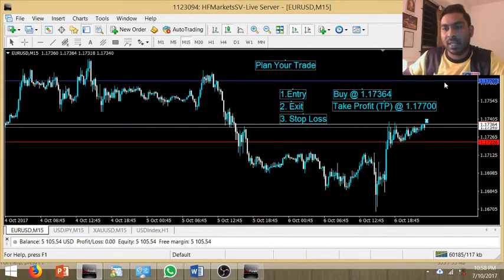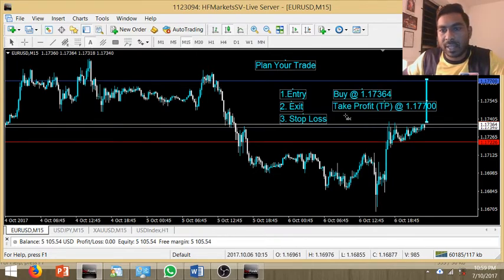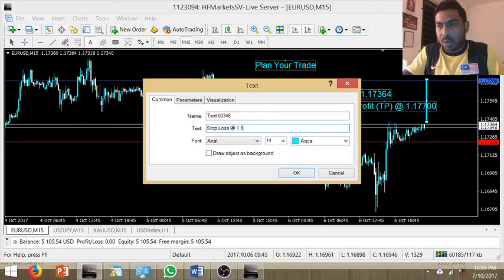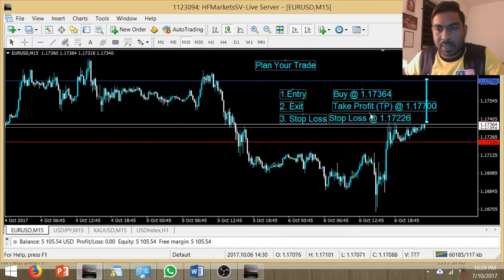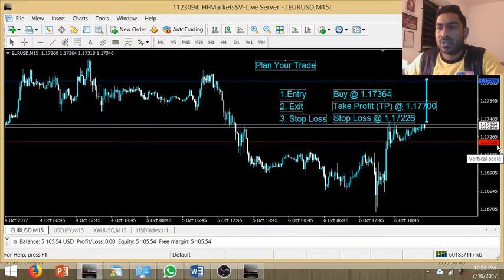So what happens is, if the trade goes up, it is in your favor. And when it reaches the take profit, the trade is automatically closed. Now you have placed a stop loss, and this stop loss is at 1.17226. I've made this very clear for you. You have placed the stop loss here at 1.17226, and your profit target here, and this is where you're buying.